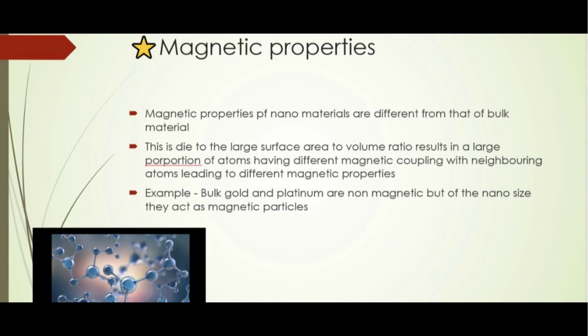Magnetic properties of nanomaterials are different from those of bulk material. This is due to the large surface area to volume ratio, which results in a large proportion of atoms having different magnetic coupling with neighboring atoms, leading to different magnetic properties. Let's look at this with an example. Bulk gold and platinum are non-magnetic, but at the nano size, they act as magnetic particles.